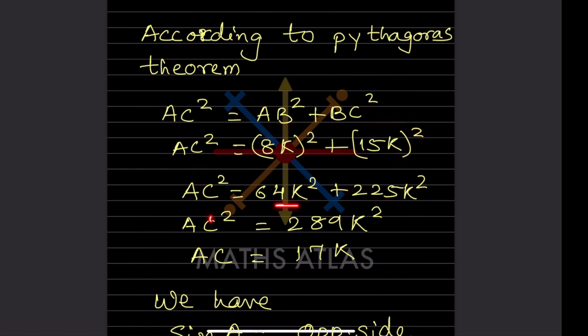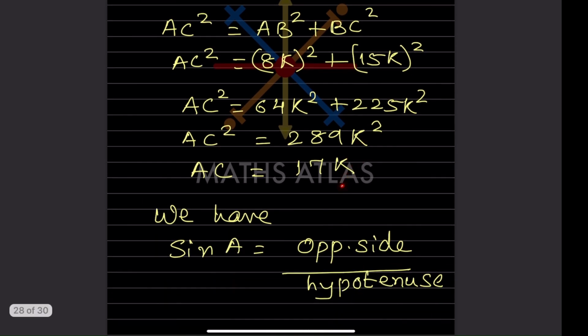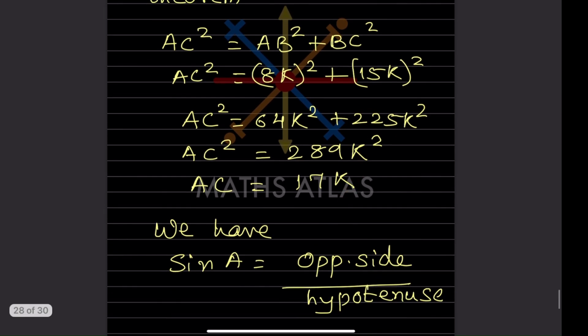So AC square, when you add this, is going to be 289 K square. So when we take the square root of both sides, AC is going to be, this is a perfect square, that is of 17. You can just check here. 17 into 17, that is going to be 289. And K square means we are going to take the root, that is going to be K. So we got AC as 17K. So now we got all the values of the sides.